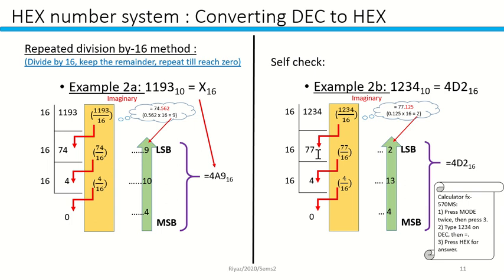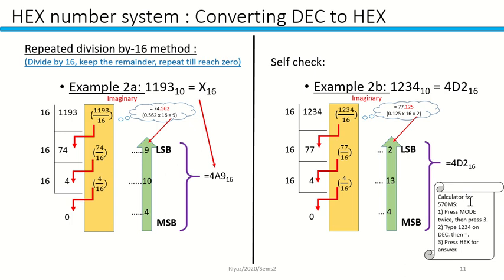And then you carry on, 77 divided by 16, having 4, and 4 divided by 16, you have 0. So 4, 13, 2, you put it as 4D2 to the power of 16. You can always check this particular answer with your calculator.